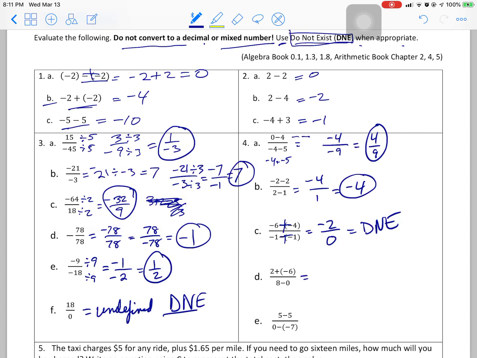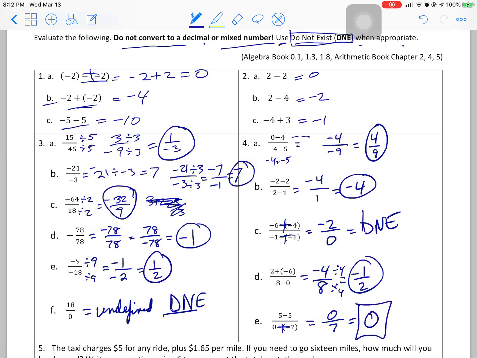Let's see, -2 plus a negative is another negative. Did I do that right? Yeah. +2 minus 6. -6 is bigger, going to have leftover negatives. 8 minus 0 is still 8. Reduced by 4, that's a -1/2. 5 minus 5 is 0. 0 plus 7 is 7. This is 0. Okay? I don't want you to think you can't have a 0. It's just a different thing.